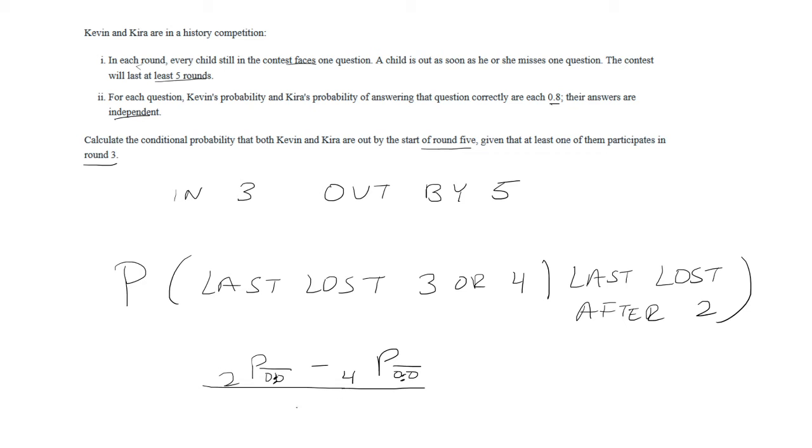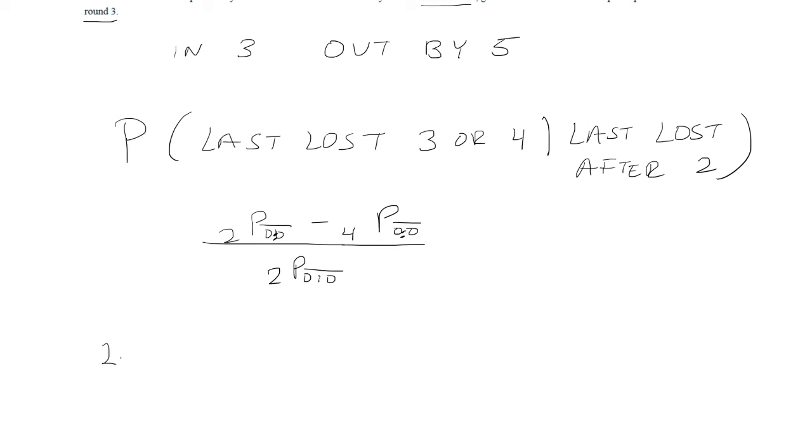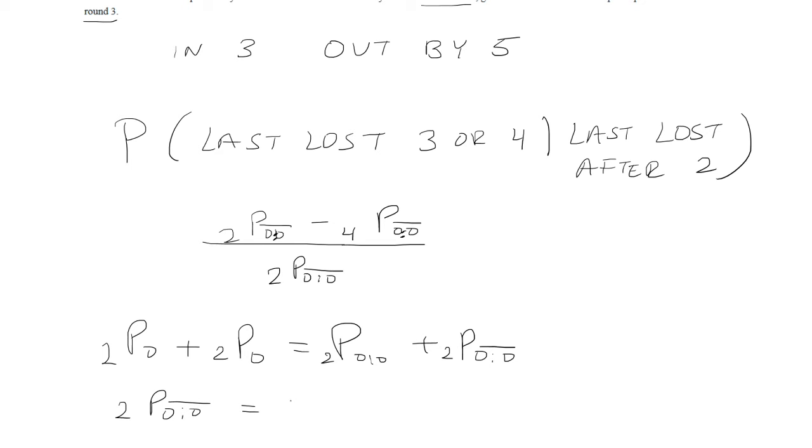And then we want to divide by the last loss after 2. So that means you want to survive 2 rounds. So again, this is all in the context of the last survivor. So the last survivor has to pass the first 2 rounds. Okay, now we can simplify this. So we know this is true. So that means that we can solve for it as follows.